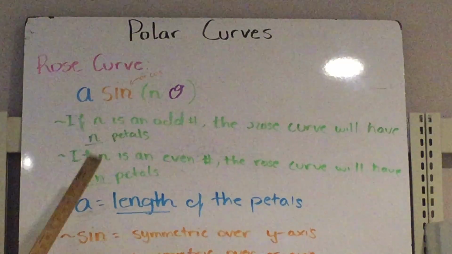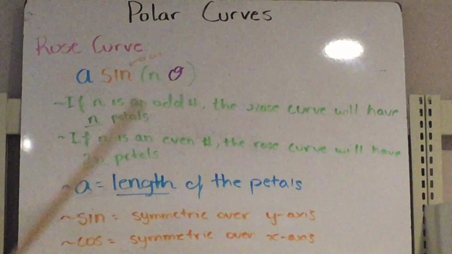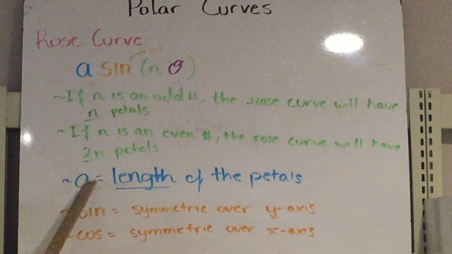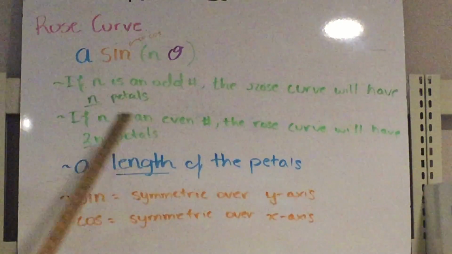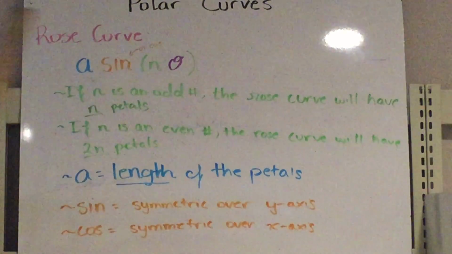What does the A mean? So the A is the length of the petals. So Rose curve has petals. It looks like a rose. Pretty basic. But the A value is the length of the petal. So if A was 4, the length of each petal would be 4. If A was 3, it would be 3. You can get it from there.